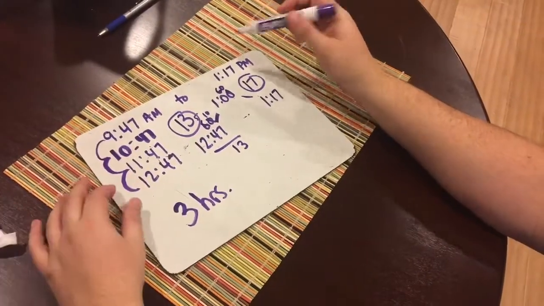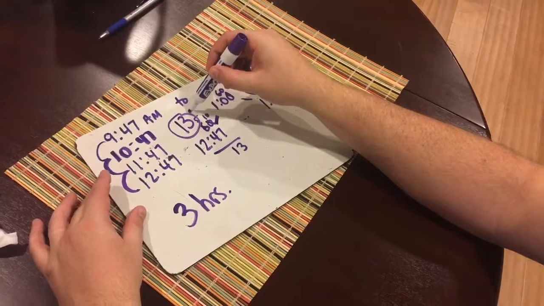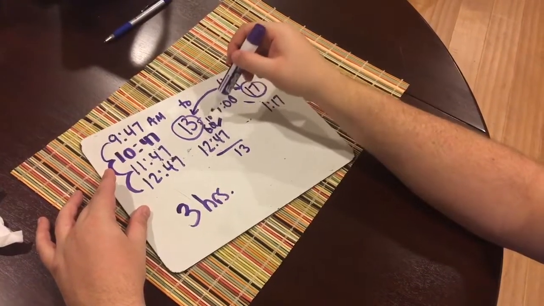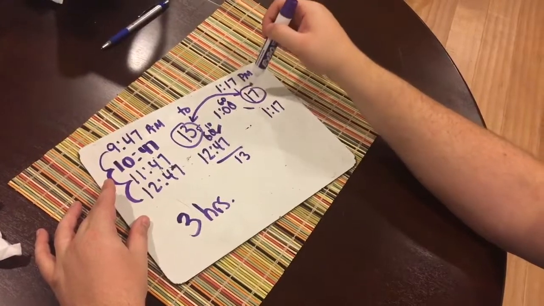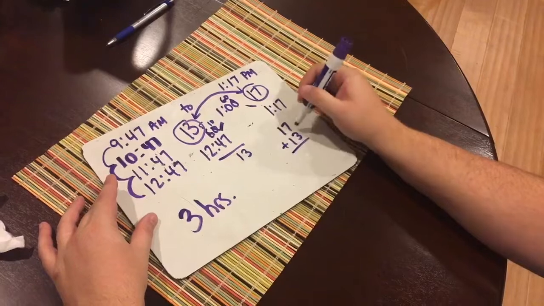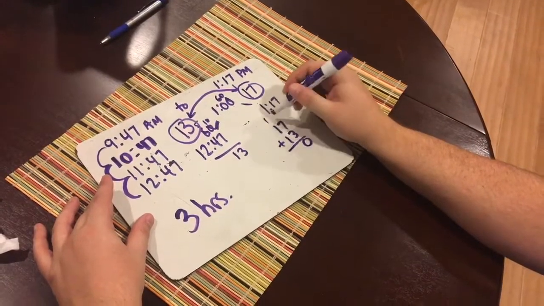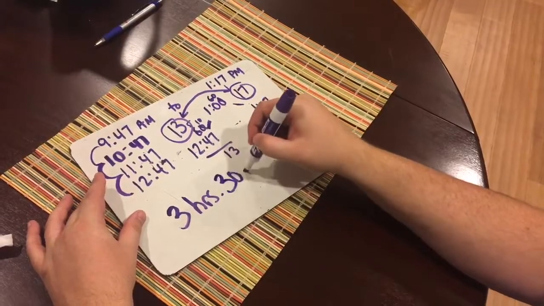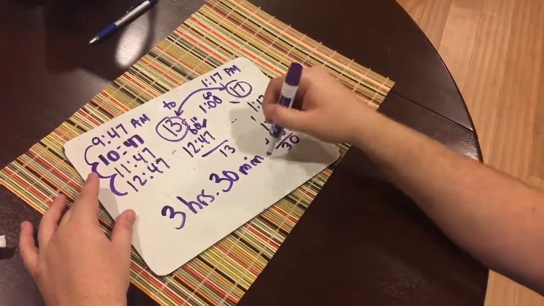And this is the tricky thing. They have to remember to add this time with this time right here. So your difference here was 13. The difference there is 17. So we need to do 17 plus 13. 7 plus 3 is 10. Carry the 1. 1, 2, 3. 30 minutes. So the answer is 3 hours and 30 minutes.